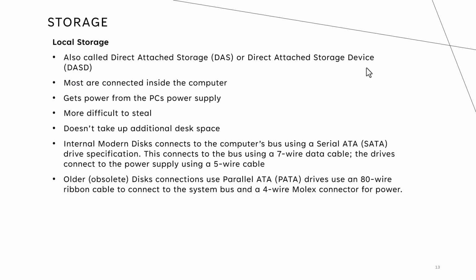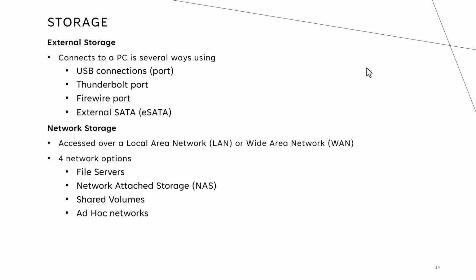On your internal modern disks, they connect to the system bus using serial ATA drive cables and specification. That's a 7-wire data cable. The drives connect to the power supply using a 5-wire cable. In the older obsolete disks, they were using parallel ATA, which is an 80-wire ribbon cable that connected to the system with a 4-wire Molex connector for power. External storage connects to the PC using USB, Thunderbolt, Firewire, or external SATA, eSATA.